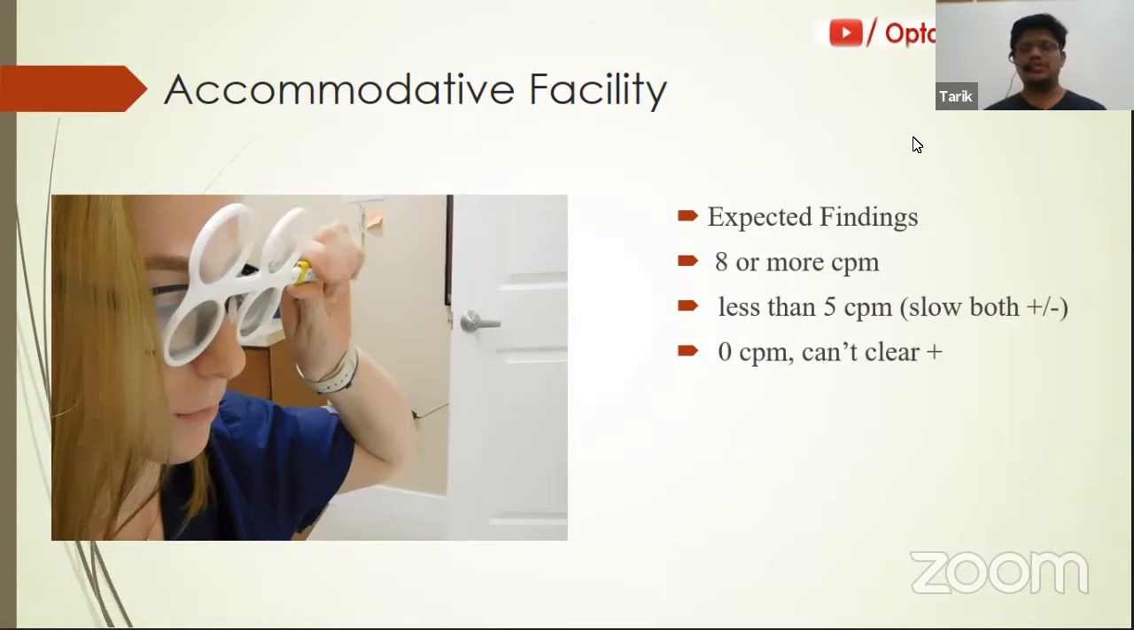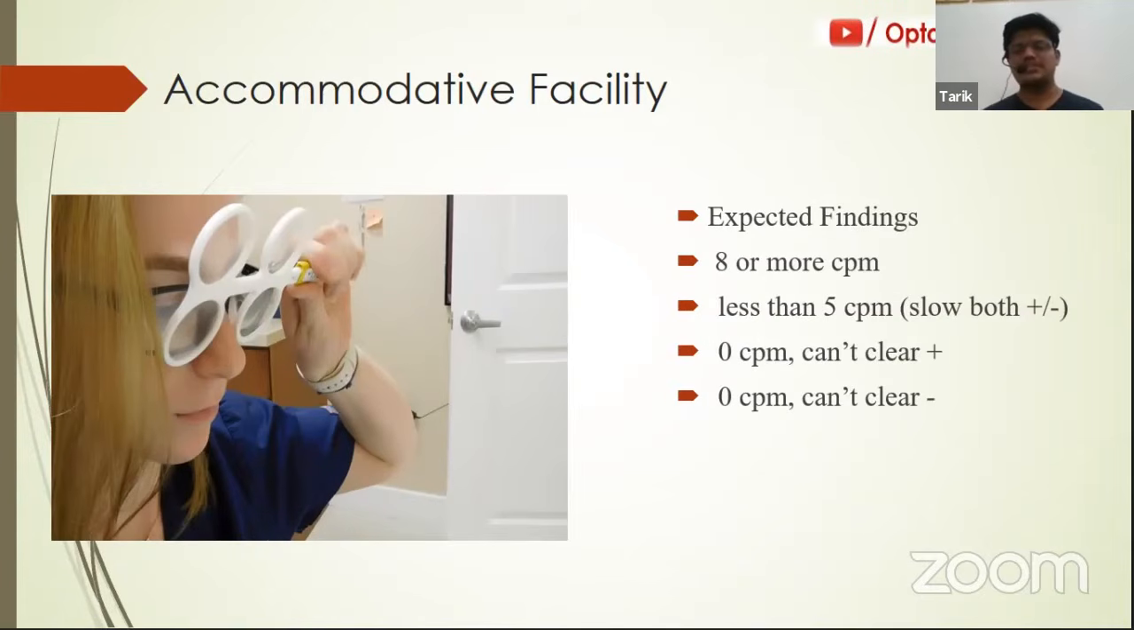So what happens here, if you can't clear your plus lenses, that means, as I said earlier, what we assess in plus lenses is either your accommodative excess, or that you are not converging properly. If your accommodation is too much, or if your convergence is not working properly, you will not be able to clear the plus side, and that is counted as 0 CPM, because you have not cleared the image at all. The second is 0 CPM and can't clear the minus side.